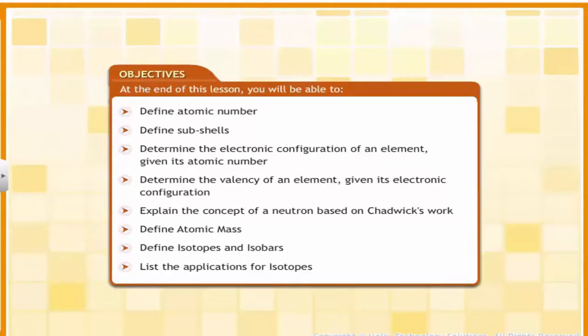At the end of this lesson, you will be able to define atomic number, define subshells, determine the electronic configuration of an element given its atomic number, determine the valency of an element given its electronic configuration, explain the concept of a neutron based on Chadwick's work, define atomic mass, define isotopes and isobars, and list the applications for isotopes.